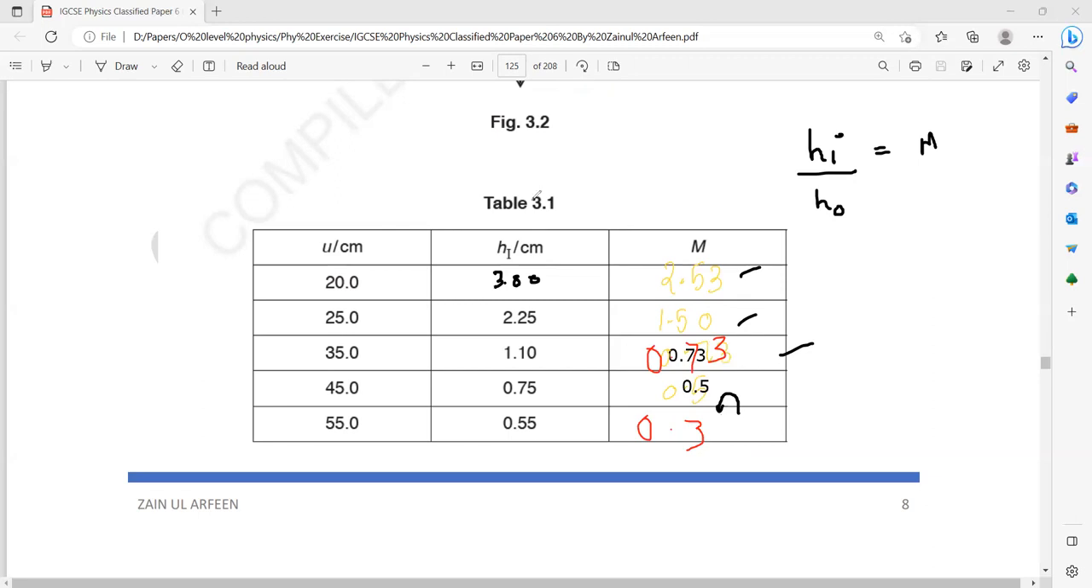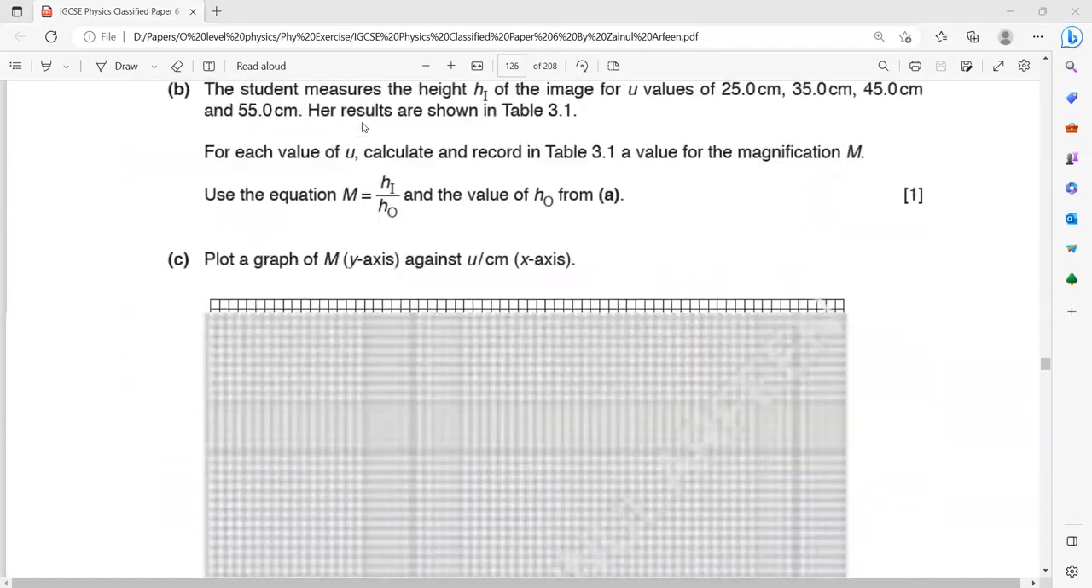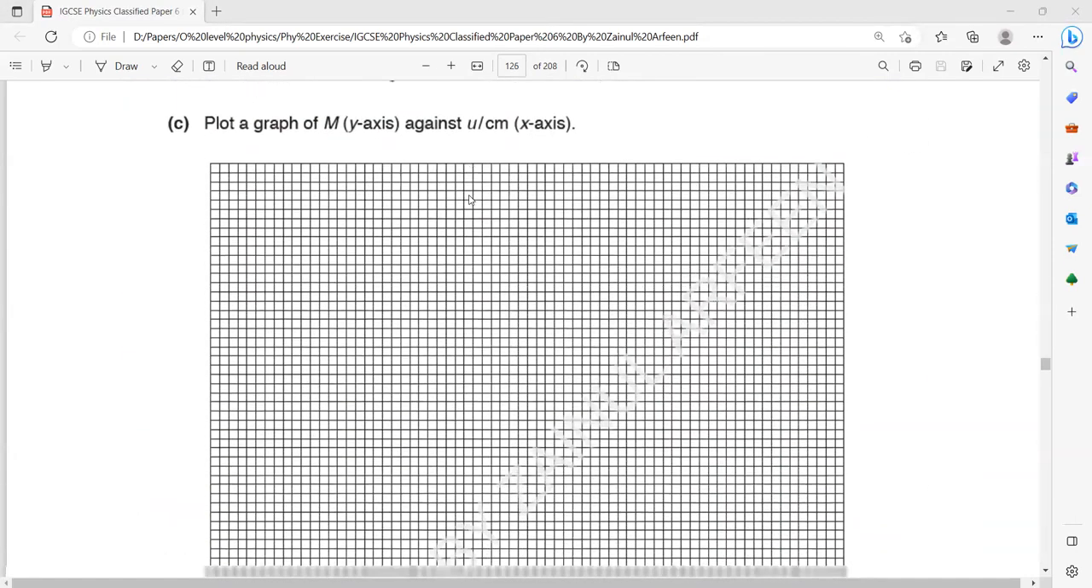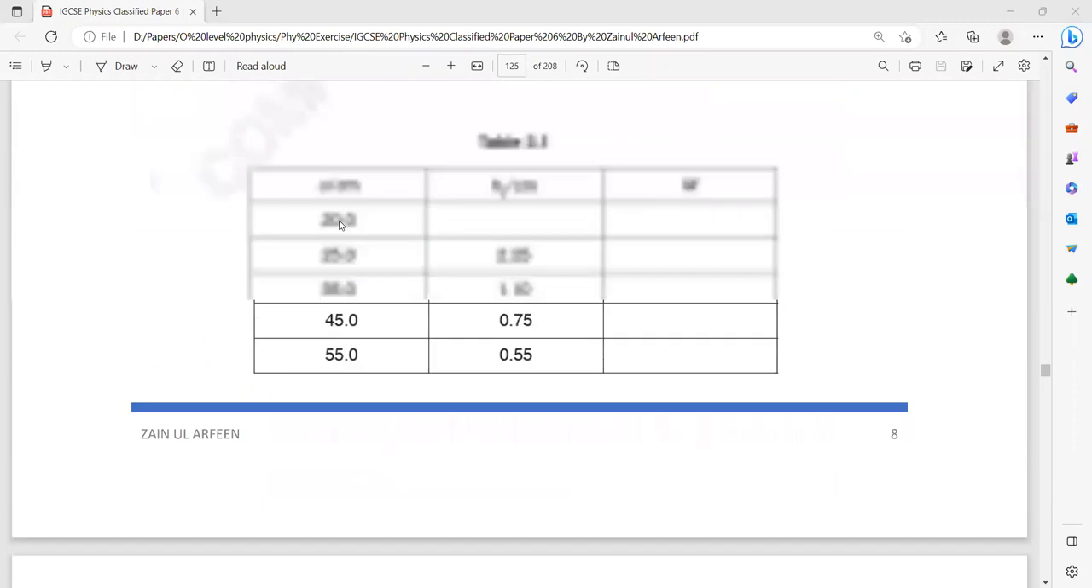Then we have to plot these results for magnification on the y-axis and u on the x-axis. Magnification does not have any unit, it's a ratio, and u is on the x-axis. Now, what are the values of u and m? I will copy.